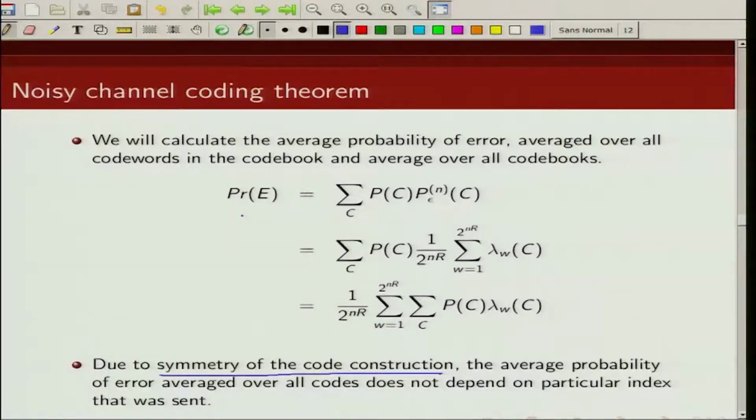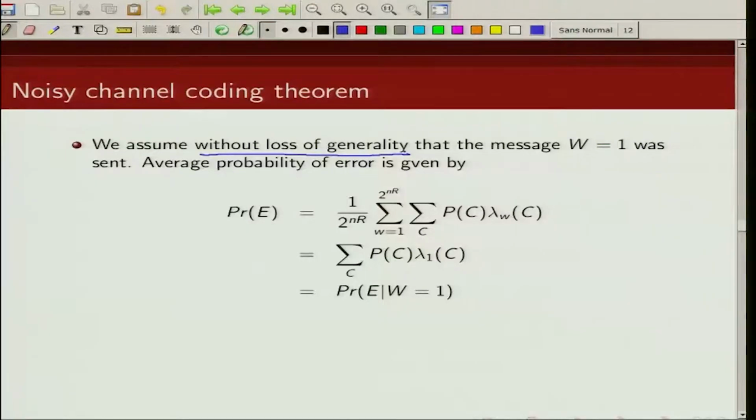Now what does that mean? It means that we can calculate our probability of error given a particular index has been sent. Since probability of error does not depend on what index has been sent, we can calculate our probability of error assuming a particular index was sent, and that is what we are going to do. So without loss of generality, we will assume that, let us say, the first index was sent, and we are going to calculate probability of error given the first index was sent.